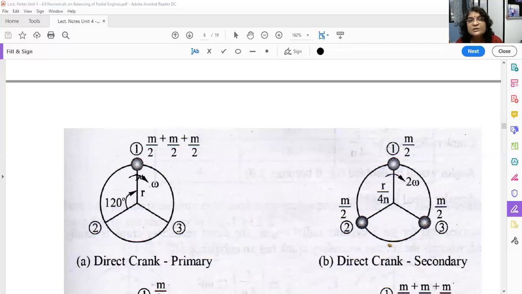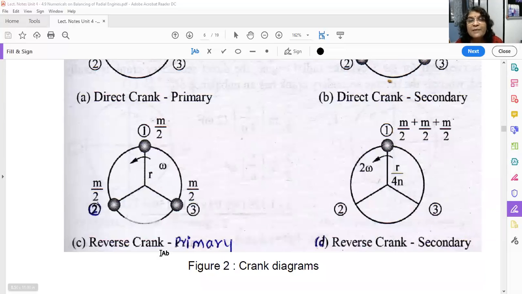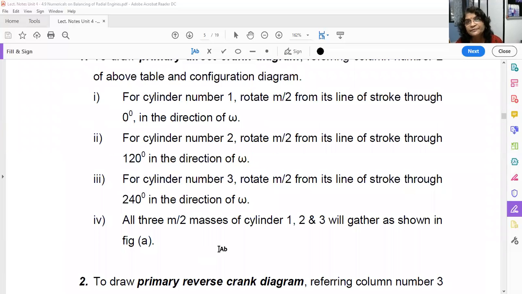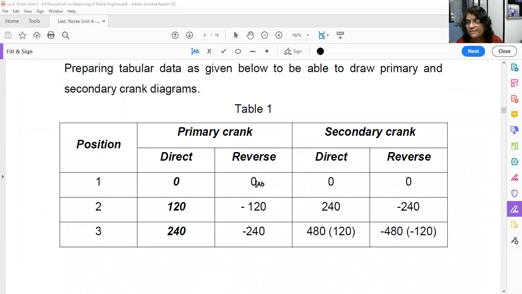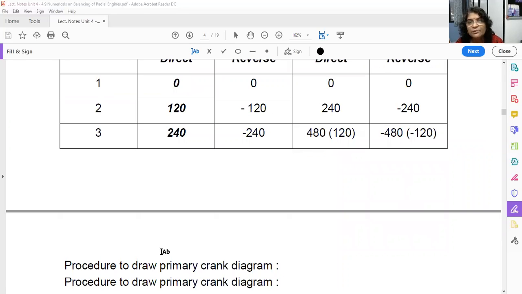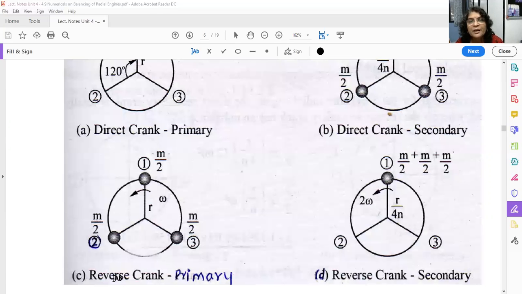Okay, now let us go to the second diagram. Reverse crank primary. Which column do you have to refer to? Column number 3. This one is for the reverse crank diagram. So you have to rotate cylinder number 1 by 0 degree, cylinder number 2 by minus 120, means in the opposite direction of omega, and cylinder number 3 by minus 240, means in the opposite direction of omega. Now let us study this diagram. Reverse crank primary. These are your cylinder number 1, 2, 3. Now cylinder number 1 you have to rotate by 0 degree, so it will remain here only.